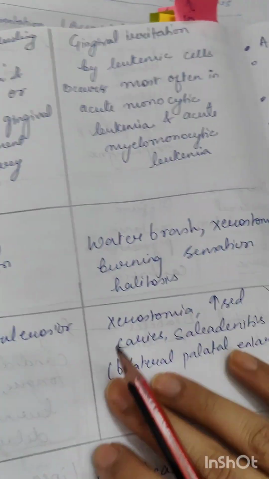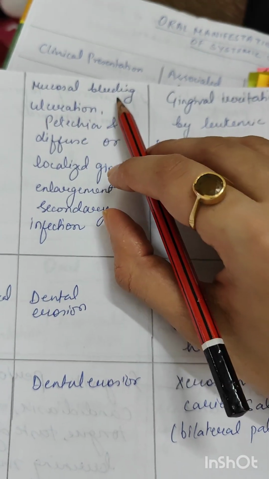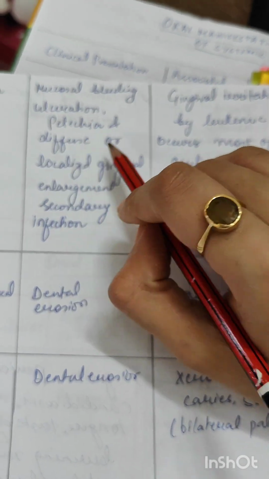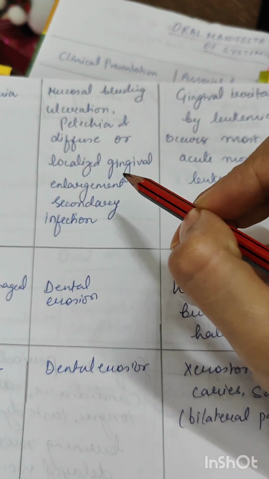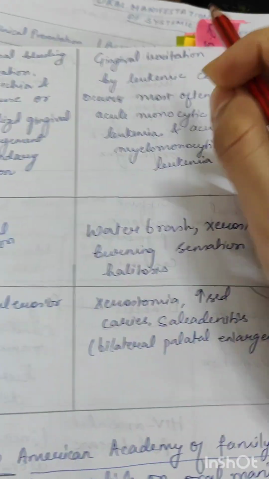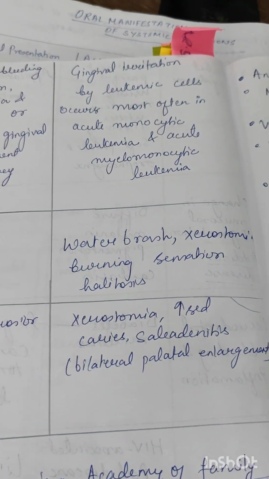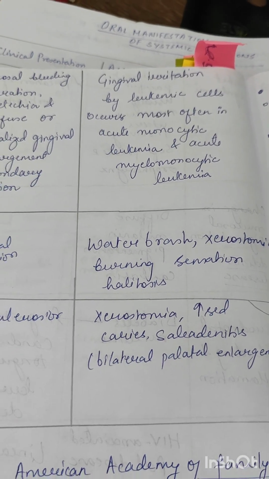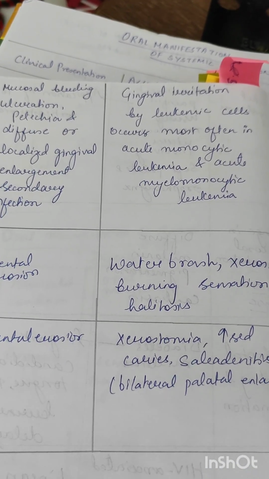Next is leukemia. Mucosal bleeding, ulceration, petechiae, diffuse or localized gingivitis, enlarged gingiva, secondary infection. You will see gingival irritation caused by leukemia.